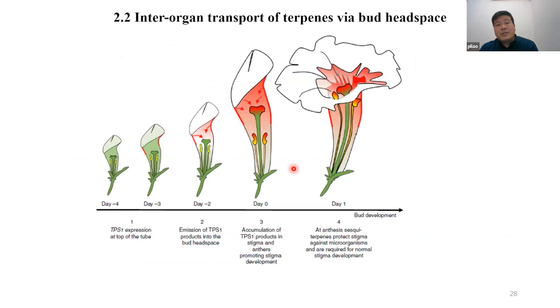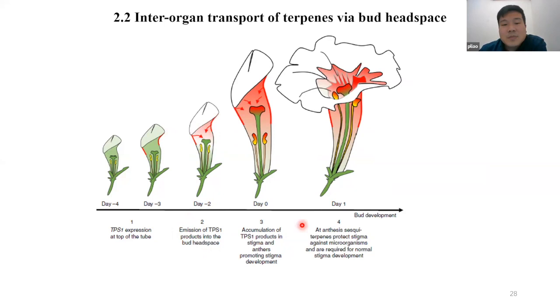They did a lot of experiments. I am not going to give details for this part, but I want to summarize the key points. What they found is that TPS1 is expressed at the top of the tube, the red color showing here, specifically at a high level in the tube. Then, at the day of anthesis, there is emission of TPS1 products into the bud headspace. When it is expressed at a high level, it releases the sesquiterpenes into the headspace.